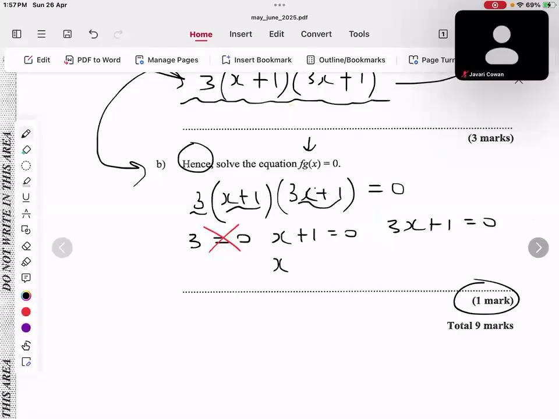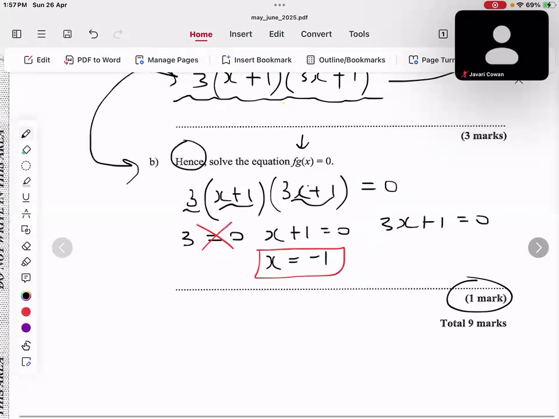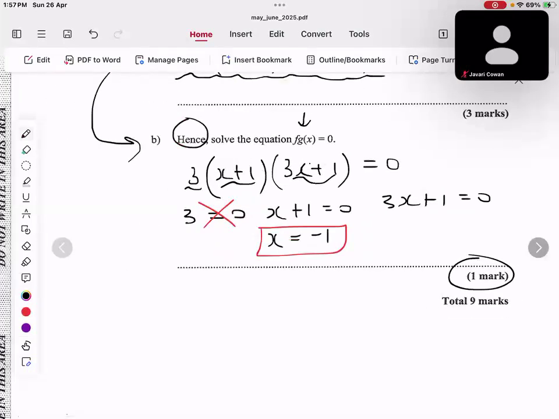So this equation is going to be x is equal to -1. That is one solution. And the next solution is going to simply be 3x equals -1, so x is equal to -1/3, divided by 3. And that's your next solution. Okay? And that is your 9 marks question.